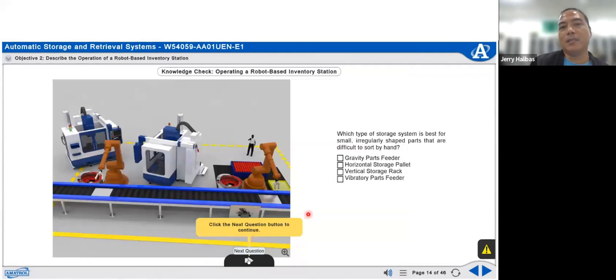Okay, so knowledge check, no? Can you answer this one? Which type of storage system is best for small, irregular shapes that are difficult to sort by hand? What's an idea?